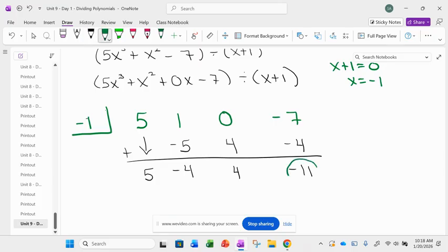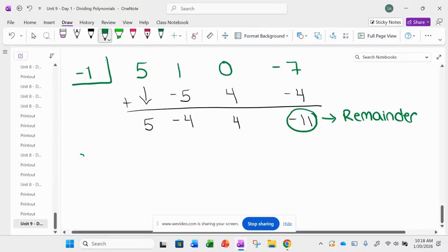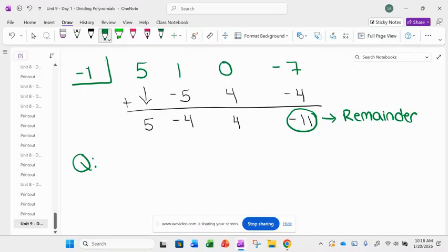What does this last column represent? The remainder. So is it safe to say that x plus 1 is not a factor of 5x cubed plus x squared minus 7? How do we know it's not a factor? Good, because the remainder isn't 0. Was I asking if it was a factor? No, I said to divide. So that means we need a quotient. And now how do I write out my quotient? The degree of the quotient is what in comparison to the degree of the dividend? 1 less than. So we had a degree of 3, so now we're a degree of 2. So we're 5x squared minus 4x plus 4, and our remainder is -11. This is where we're going to stop.